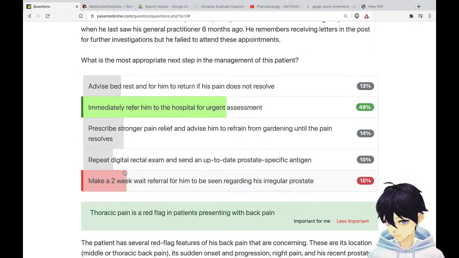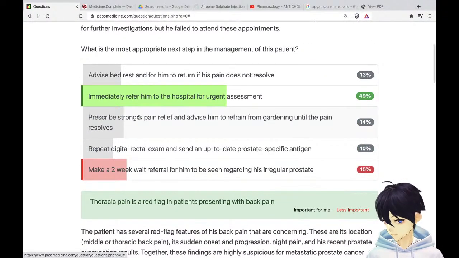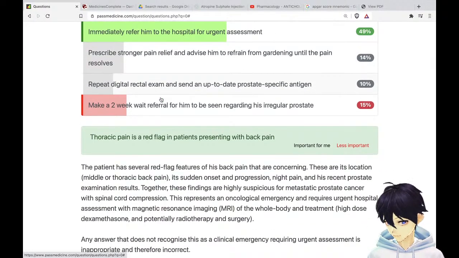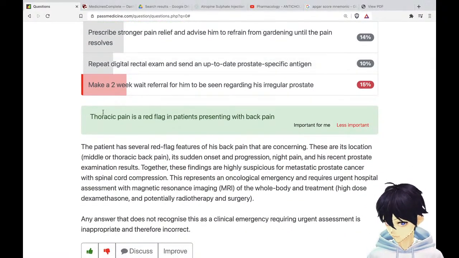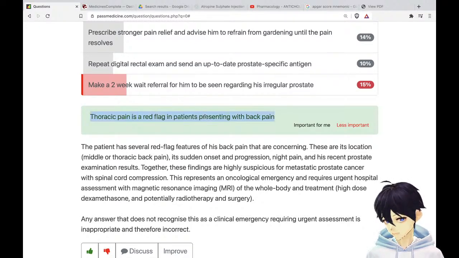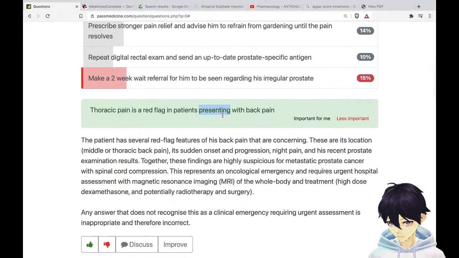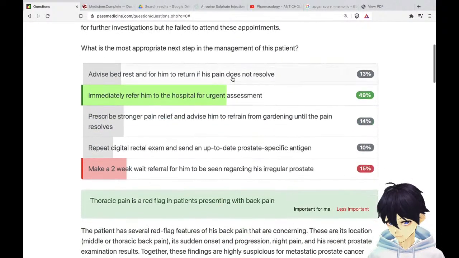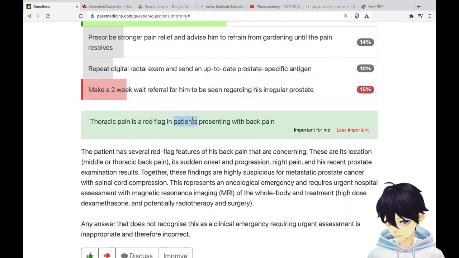Oh no, I was wrong. The correct answer is immediately refer him to hospital. The reason being, thoracic pain is a red flag sign in patients presenting with back pain. Okay. Middle of his back. Okay. Red flag.